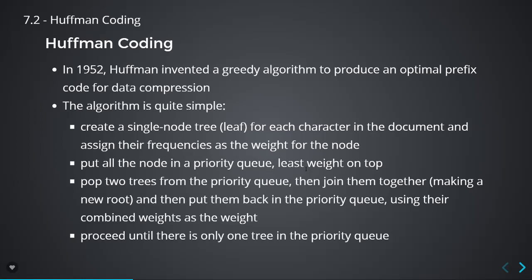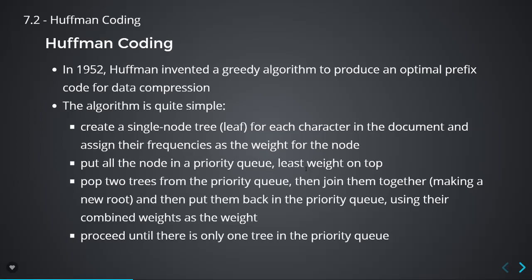So what you do is you pop two trees from the priority queue and join them together, and the weight of this new tree is the sum of the weights of the two previous trees that you joined together. So if you have a tree weighing 3 and a tree weighing 4, then the new weight will be 7. When you join them together, it means you make a new root with no value in it, with the two trees as the left and right children. Right, and then you put it back inside the queue, and you keep on doing this until you only have one tree in the priority queue, and you're done.